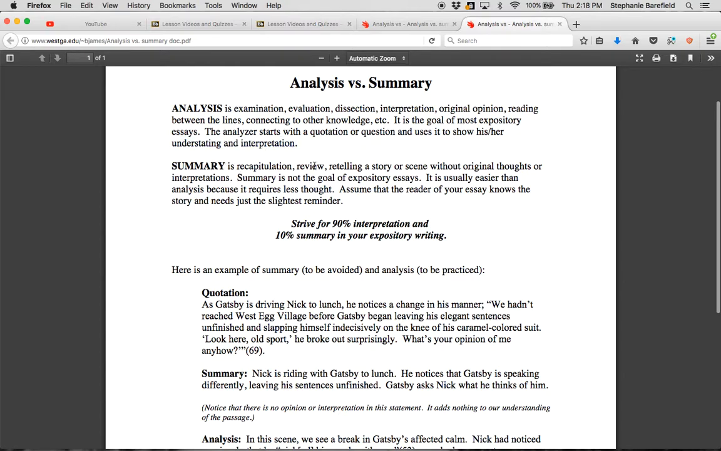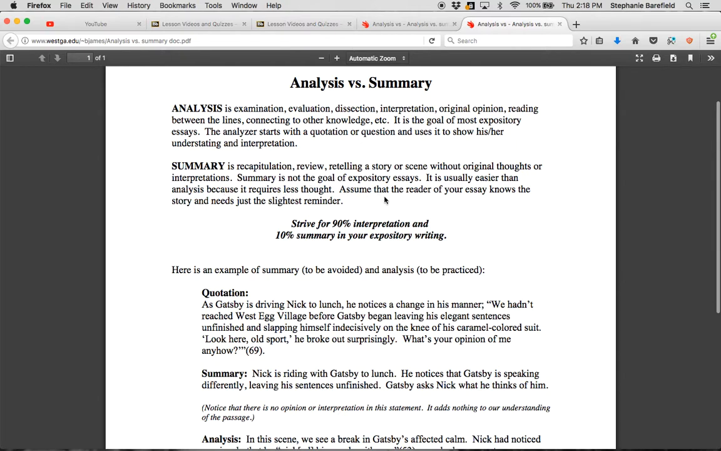Summary is recapitulation, review, retelling a story or scene without original thoughts or interpretations. So again, summary does not contain original thought. Sometimes it might feel like you are providing an original thought because you're proud that you understand the text. But again, if it's just saying something that happens in the text that somebody else could interpret as well, you are not providing anything original. You're not analyzing. Summary is not the goal of expository essays. It is usually easier than analysis because it requires less thought.